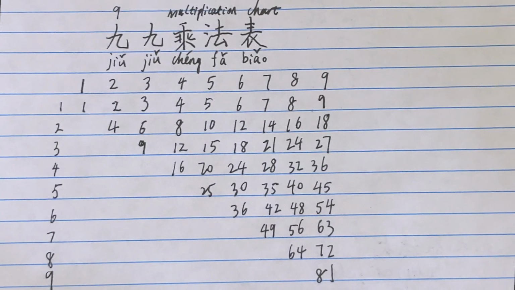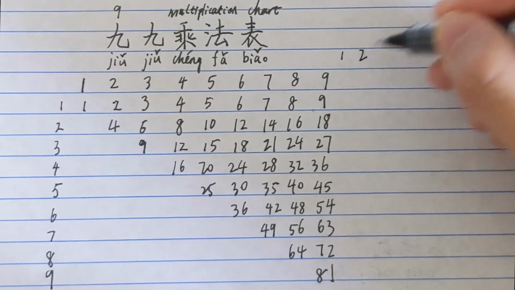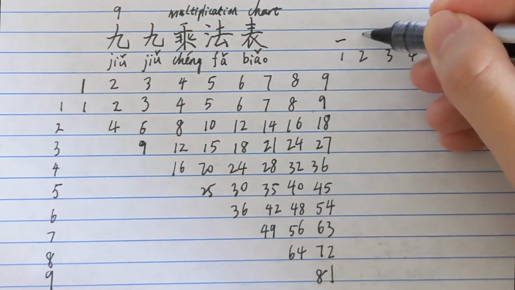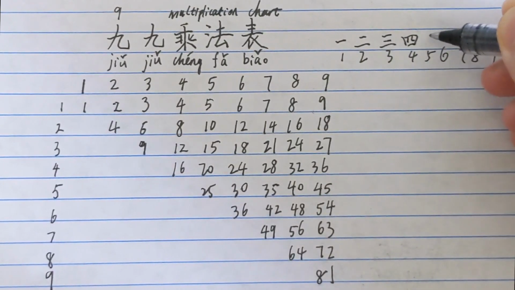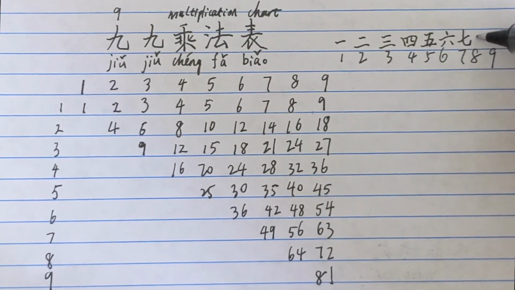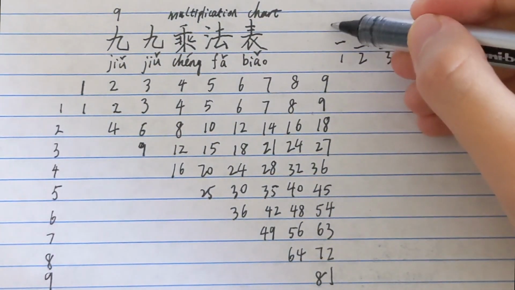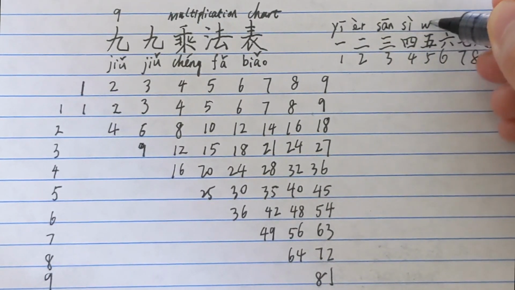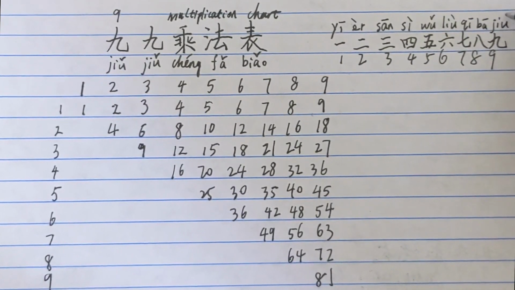Okay, to dig down more into what I'm saying, we need to first know how to pronounce the simple numbers 1 to 9. So it's 1, 2, 3, 4, 5, 6, 7, 8, 9. Let me write out the pronunciation.